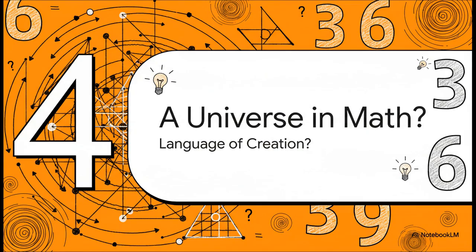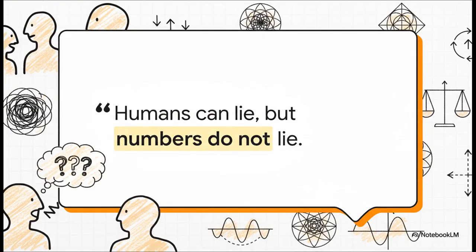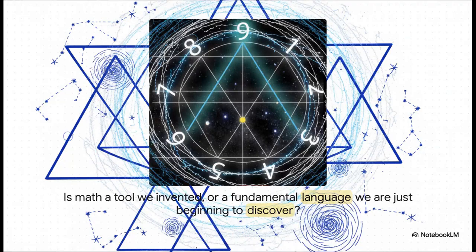So let's just take a step back for a second. What are we supposed to do with all this? Is it just a series of really cool mathematical coincidences, or is there something more going on here? And that brings us to the big philosophical question. The source material puts it this way: humans can lie, but numbers do not lie. The idea behind that is that math represents this unchangeable, objective truth, something we're all subject to, not something we just invented.